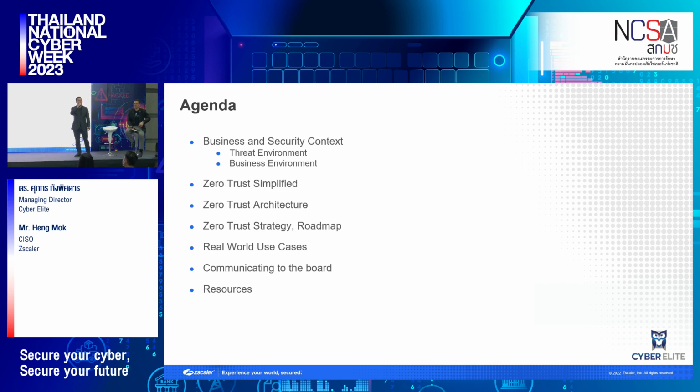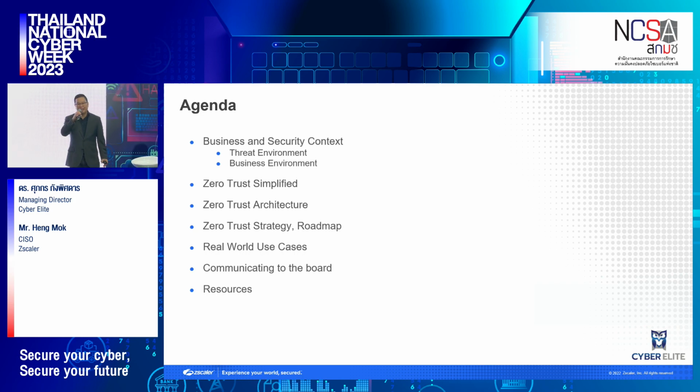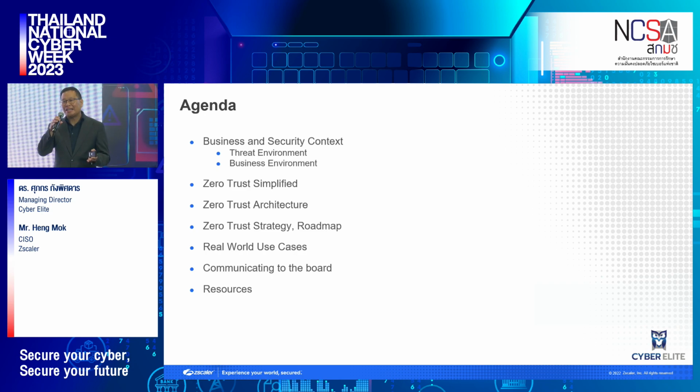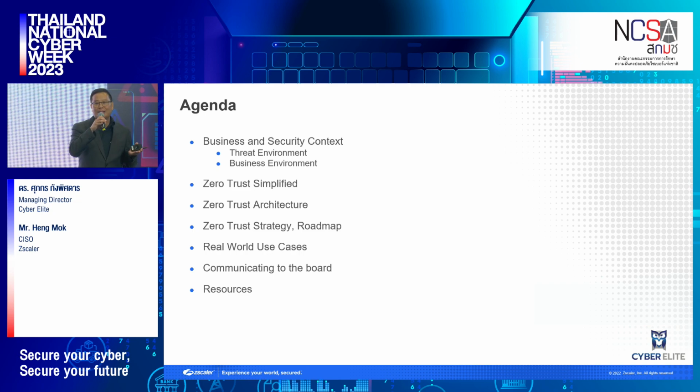So in terms of what we're going to cover off today, we're going to cover a little bit about the business context as well as the threats that we're seeing within the environment. We're going to talk a little bit about what zero trust is in a simplified manner. And then we're going to give you a mechanism on how to build strategy associated with zero trust so that there's something that you can take away back to your organizations. And then lastly, we're really going to talk about some of the use cases associated with zero trust and how to communicate that to the board.